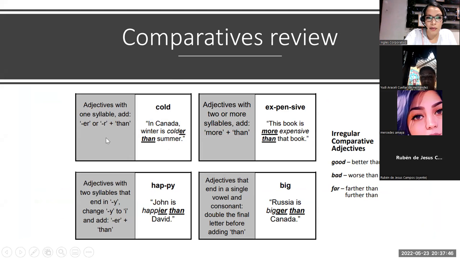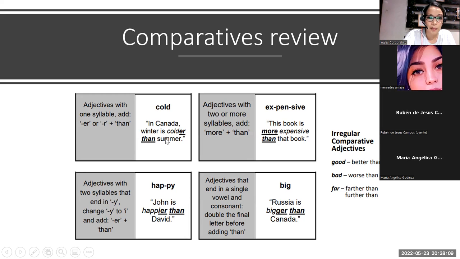Let's remember that for comparatives, with adjectives with one syllable, we add ER or just R, and then the word than. For example, cold. So in this case for cold, we add ER and then the word than. In Canada, winter is colder than summer.